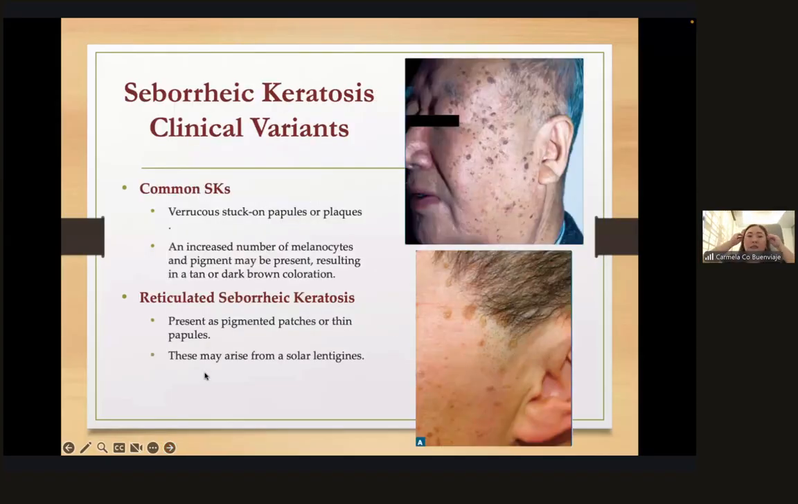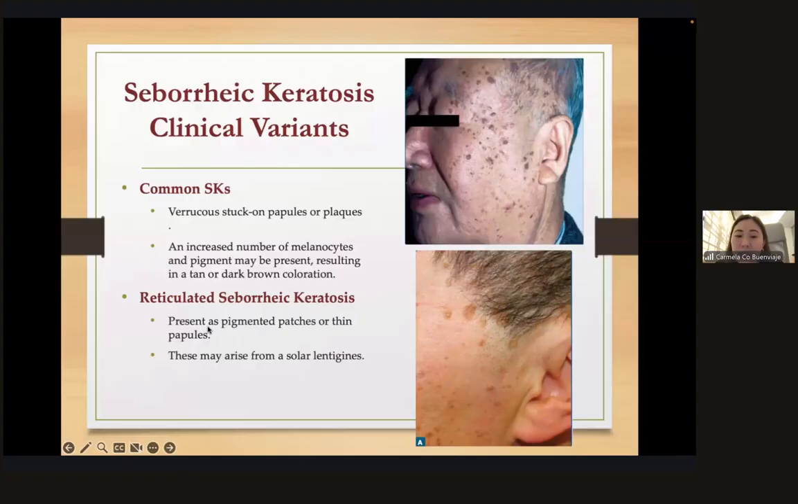So here are the different clinical variants of seborrheic keratosis. So first would be the common seborrheic keratosis. These have the classic verrucous stuck-on appearance of papules and plaques. So here, an increased number of melanocytes and pigment may be present, resulting in a tan or brown coloration. So this is the photo on top.